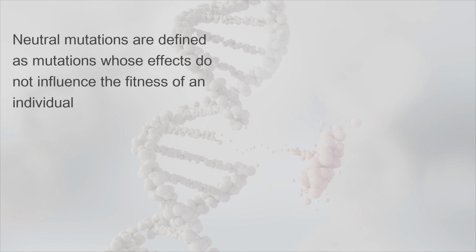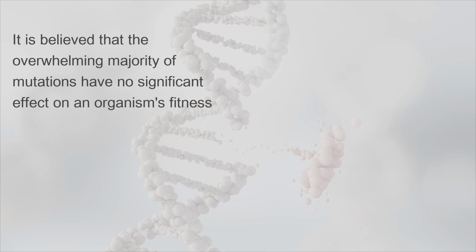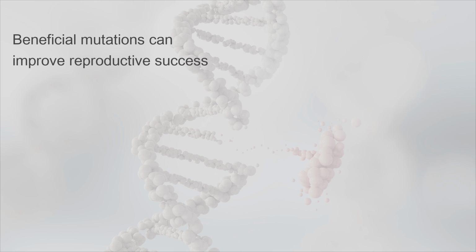Neutral mutations are defined as mutations whose effects do not influence the fitness of an individual. These can increase in frequency over time due to genetic drift. It is believed that the overwhelming majority of mutations have no significant effect on an organism's fitness. Also, DNA repair mechanisms are able to mend most changes before they become permanent mutations, and many organisms have mechanisms for eliminating otherwise permanently mutated somatic cells. Beneficial mutations can improve reproductive success.